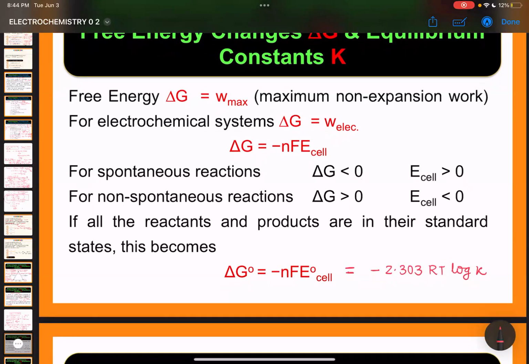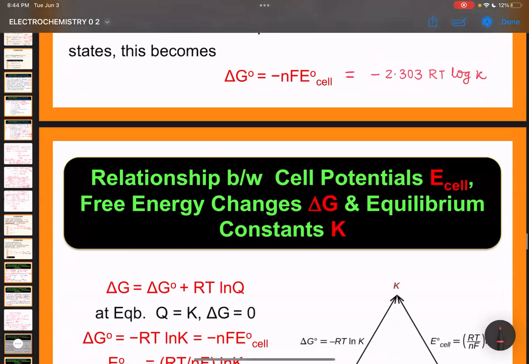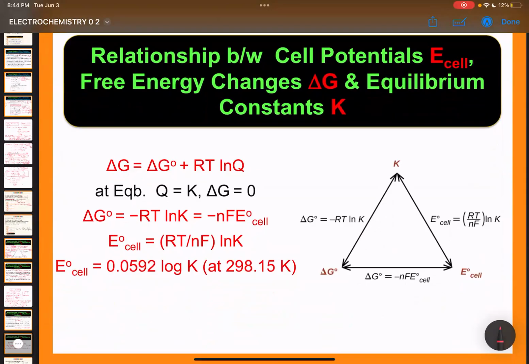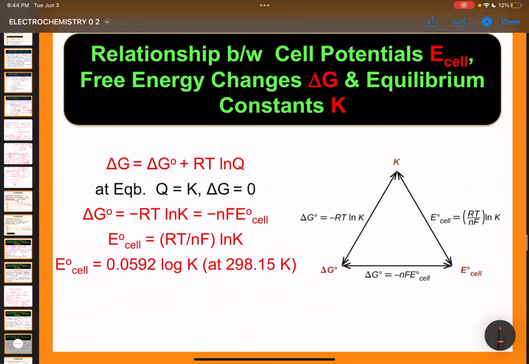Equilibrium constant has the same expression as the reaction quotient. Exactly, but the concentrations are at equilibrium.